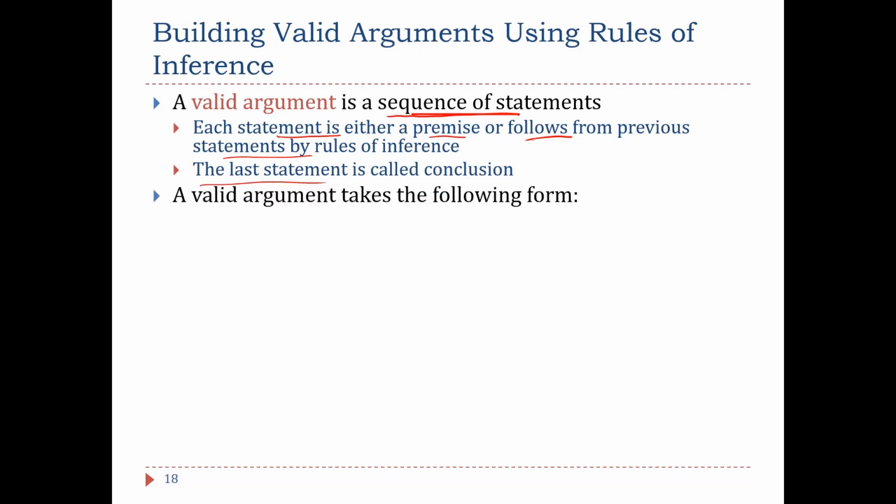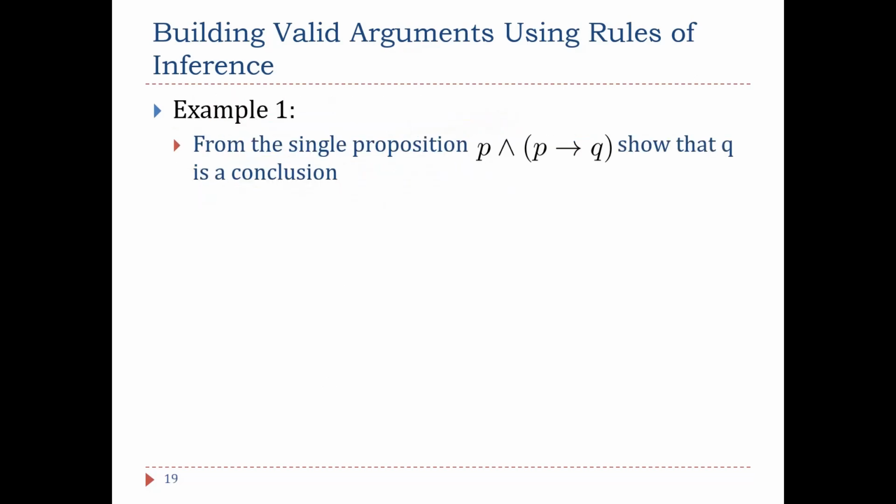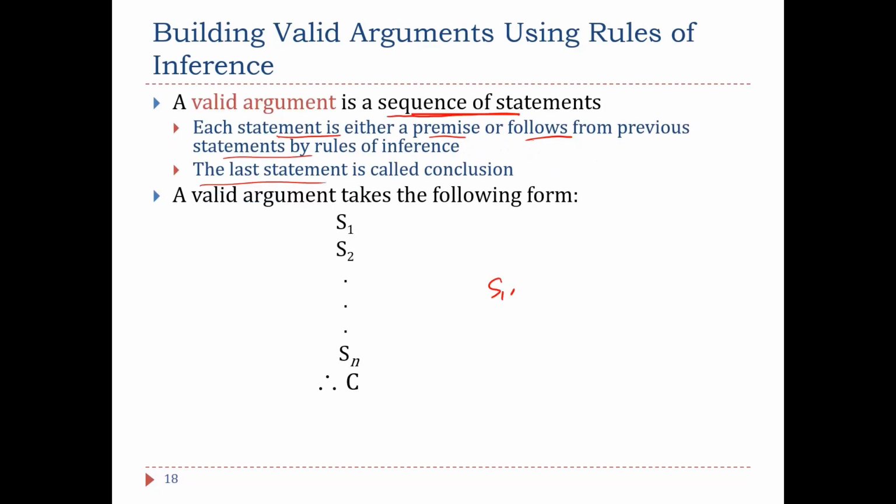So a valid argument takes the following form: S1, S2, etc. up to Sn, and then finally we have a conclusion C. And this is equivalent to the fact that S1 and S2 and etc. and Sn implies C is a tautology.